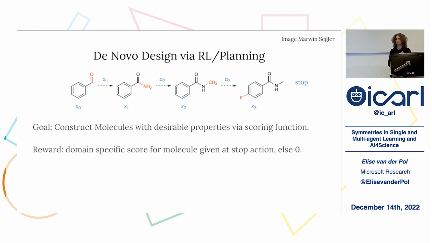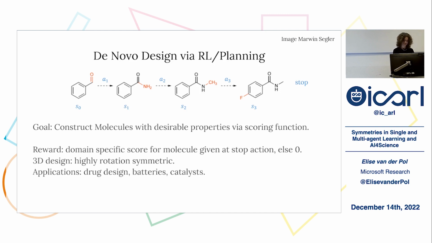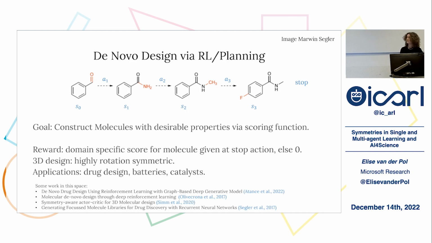Okay, domain-specific score is a bit of a load-bearing term because actually defining how good a molecule is is very difficult. For drugs, for example, you have to do actual tests on people to know if it's actually going to fix their problem, right? So you don't really have access to the ground truth. But the nice thing is that if we're designing in 3D, it's highly rotation symmetric, so we can make a little bit of use of that. Applications for this are everywhere, like drug design, but also coming up with better batteries or better catalysts. If you're into this, there's some work already in this space where they use reinforcement learning or planning algorithms to design molecules.